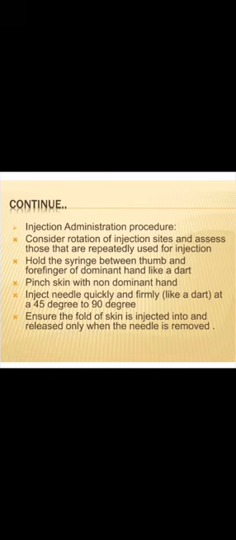Ensure the fold of skin is injected into and released only when the needle is removed. Wait at least 10 seconds before withdrawing the needle. Do not massage or rub the site afterwards unless otherwise indicated. Reassess for therapeutic effects and any side effects.